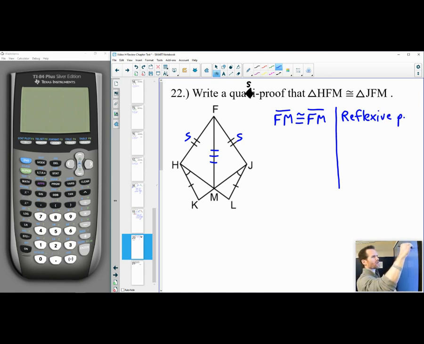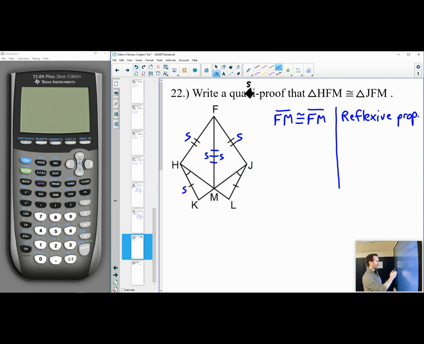Reflexive, I'm just going to abbreviate property to save some time and space. So that's another pair of congruent sides. All right, so that's pretty good. So that means we've got 2 congruent pairs in the 2 triangles we're working in, HFN and JFN. But I see nothing else we can add in there. So we've got to go looking elsewhere. Fortunately, they give us 2 other triangles down here that we can use, triangle HKN and JLM, those 2 triangles.